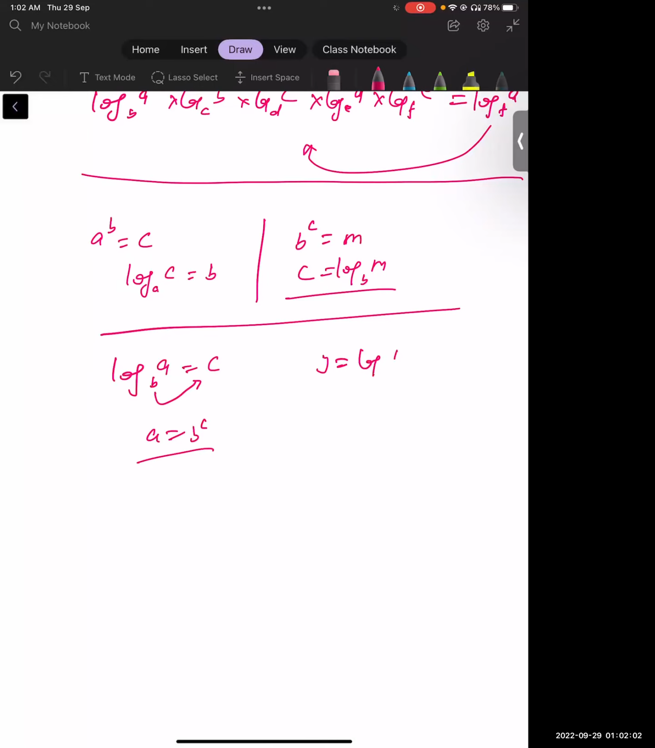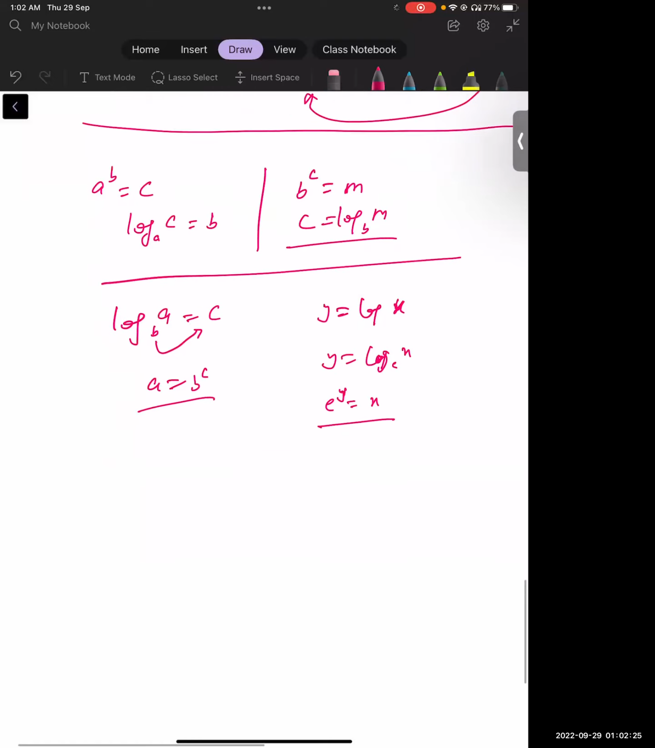Suppose y is equal to log x. Now what will be the base? If no base is given, it will be e, because it is a numerical question. So the answer will be e to the power y is equal to x. Got it? Now I'm going to tell you one more property.